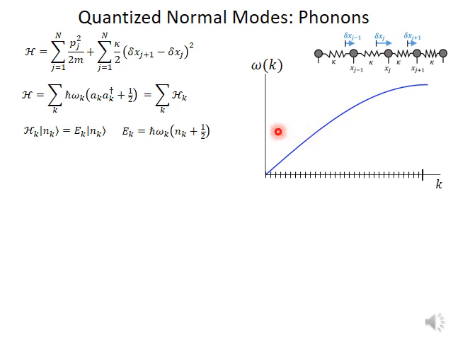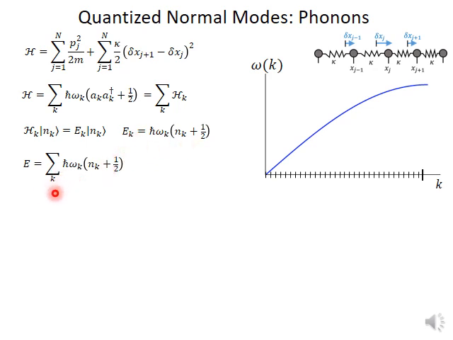So if you take a particular k, you would get a corresponding omega for that, and that would be omega k, which is written here, multiplied by nk, where nk would be the quantum number for that particular mode, and it would have values 0, 1, 2, and so on, plus 1/2. So you do have a ladder-like energy structure for the kth mode.